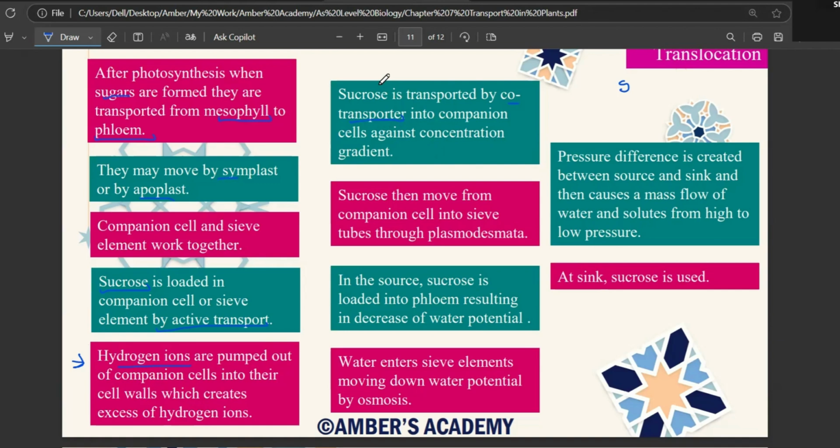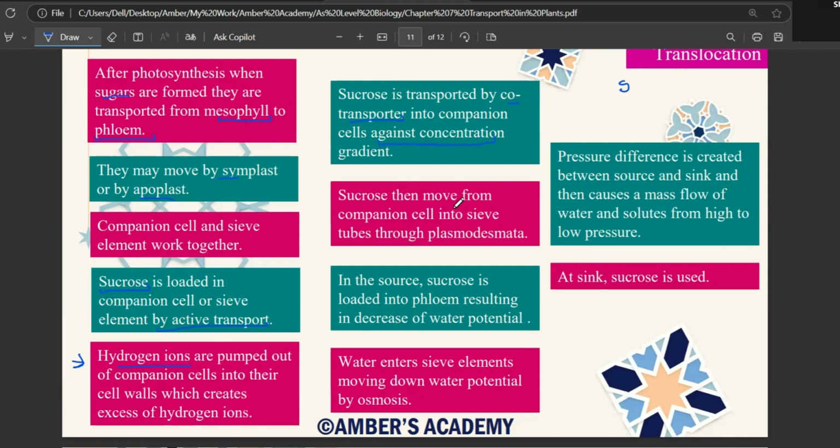If you want to say this in simpler words, sucrose is transported with the process of active transport by the help of a co-transporter into companion cells against the concentration gradient, because we are mentioning active transport. For active transport, we need to move substances against the concentration gradient. We use the words down the concentration gradient for diffusion, right? But since we need energy, we are using the process of active transport. We'll talk about the concentration gradient going against, right?